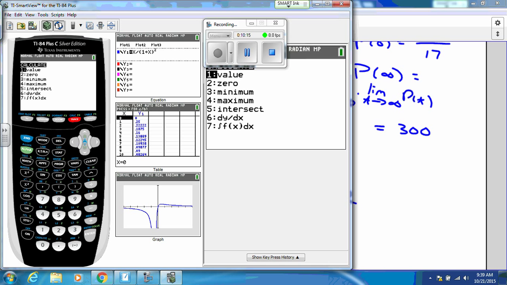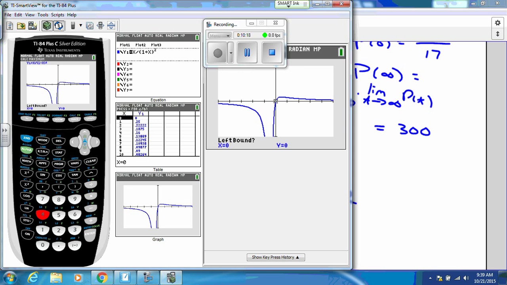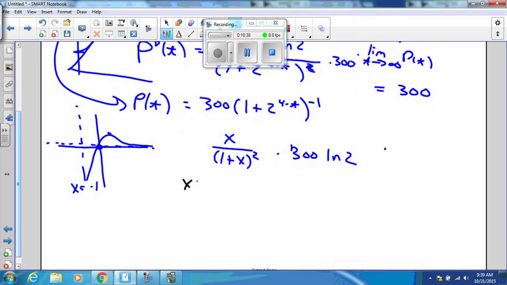Option 4, maximum. And now I can set a left bound of 0, and a right bound of, looks like 2 will do. And then for my guess, I'll just hit enter. And there's my max when x is equal to 1. And if x is equal to 1, then that means that 2 to the 4 minus t is equal to 1. That means that 4 minus t is equal to 0. Therefore, t is equal to 2. That's it.